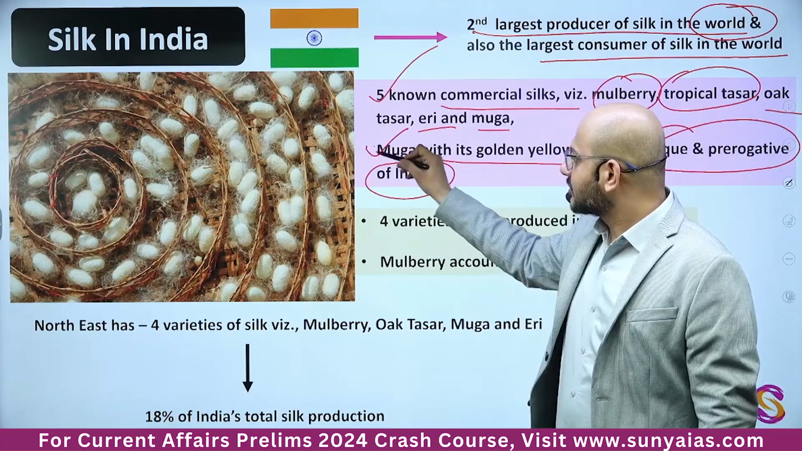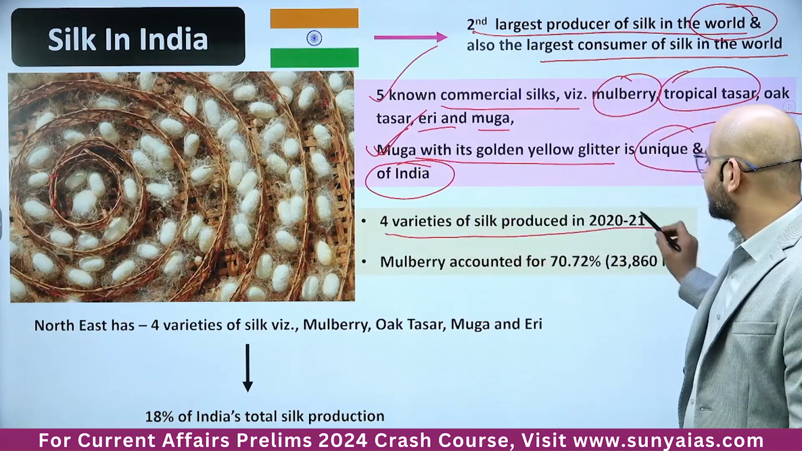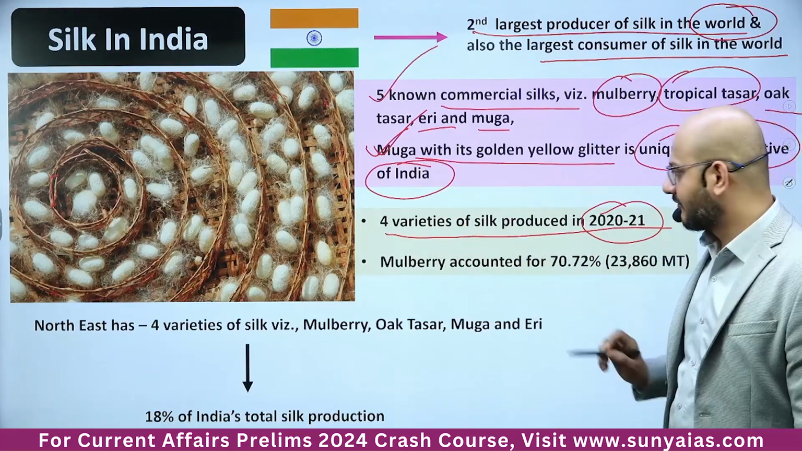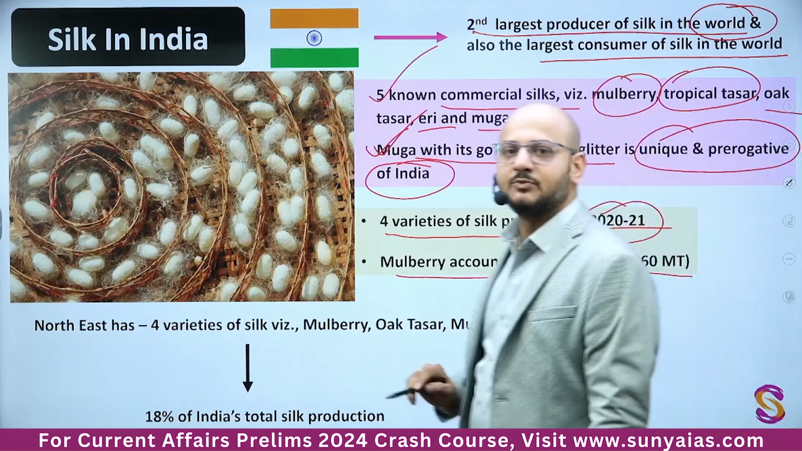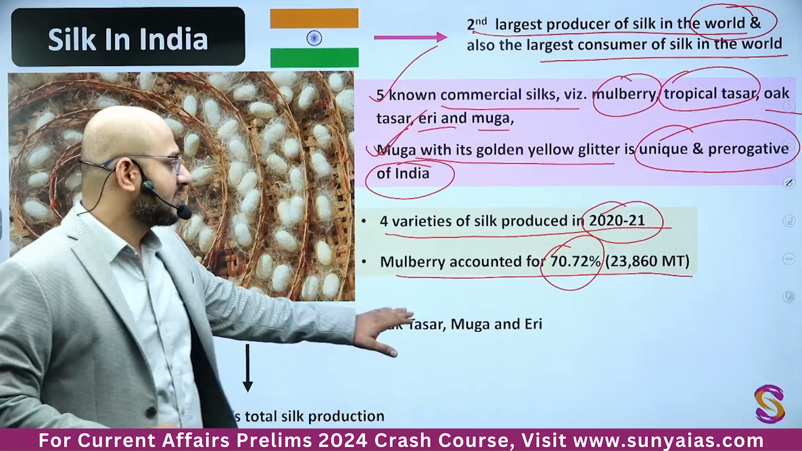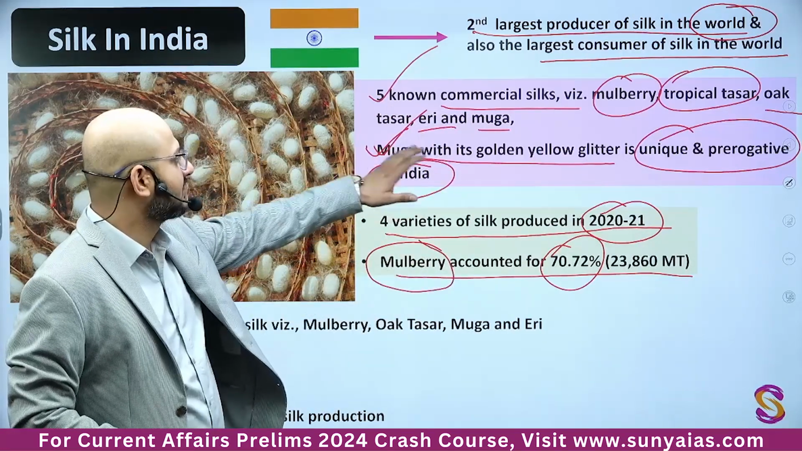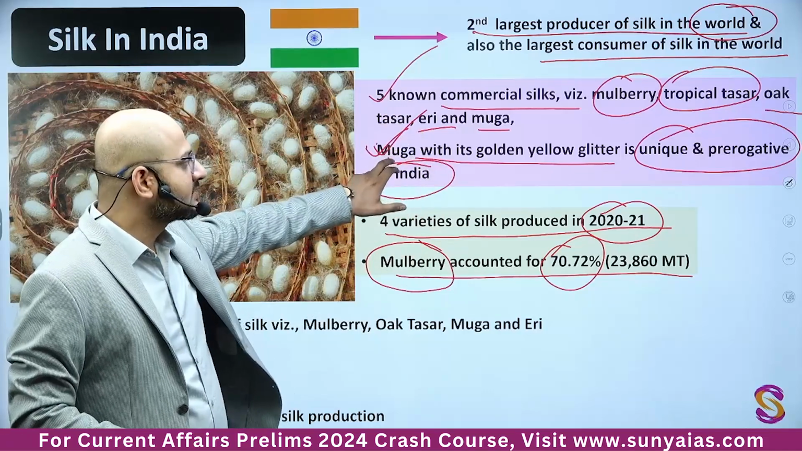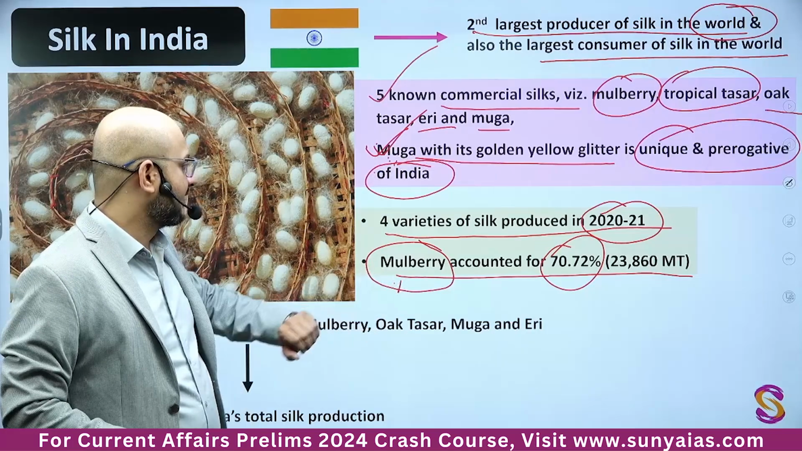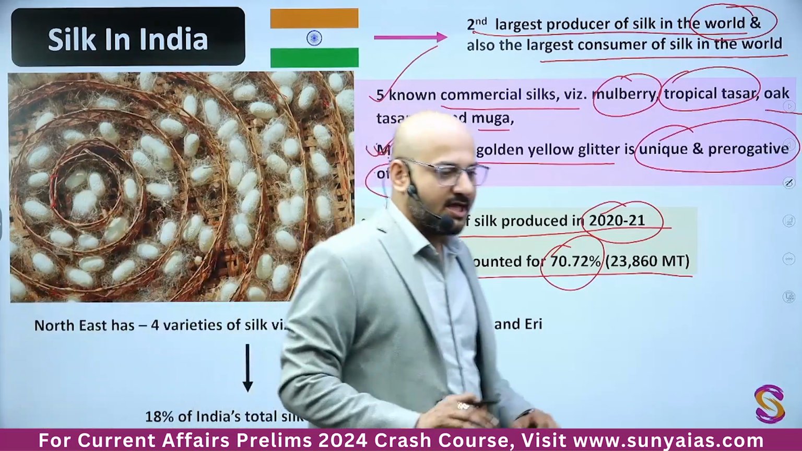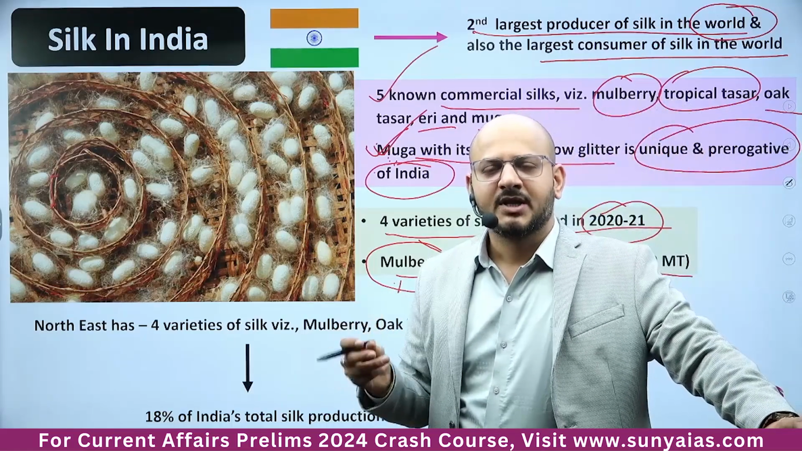तो मूंगा जो है हमारा सबसे ज्यादा फेमस है सिल्क में, ठीक है। 4 varieties of silk were produced in 2020-21. Mulberry accounted for 70.72%. मलबेरी सबसे ज्यादा प्रोड्यूस करते हैं हम, ठीक है। Just understand the distinction: mulberry, tropical tassar, oak tassar, eri and munga. Munga has golden yellow glitter in it, but maximum production is of mulberry, ठीक है.